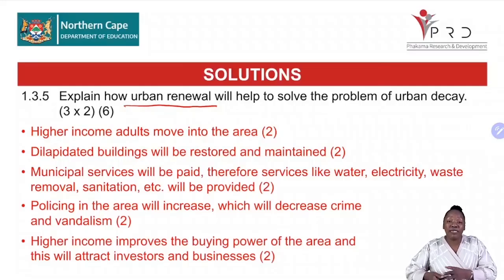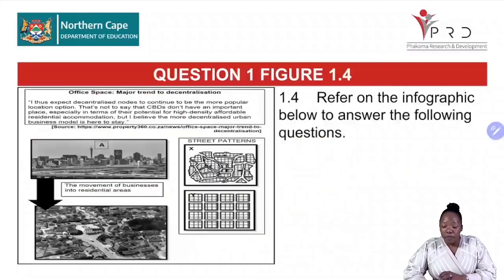So if there are police that are visible around, it will decrease these crime activities that are being done in those buildings. Then we're moving to figure 1.4. As we move to figure 1.4, it says refer to the infographic below and answer the following question. You are given an extract as well as the street pattern, and the area that you see there is high buildings, which they have labelled A.